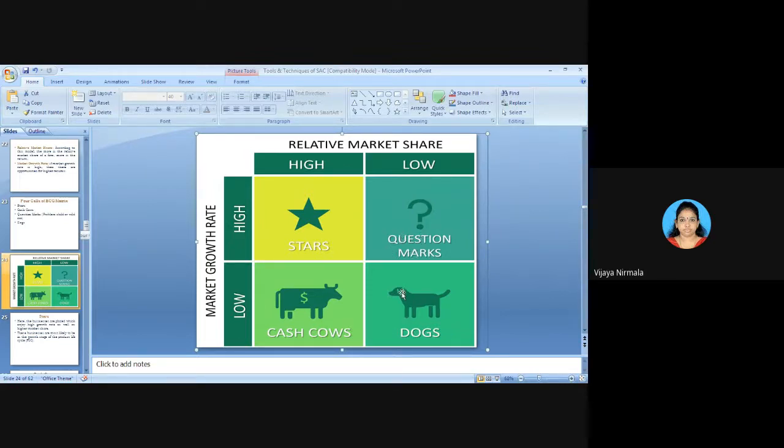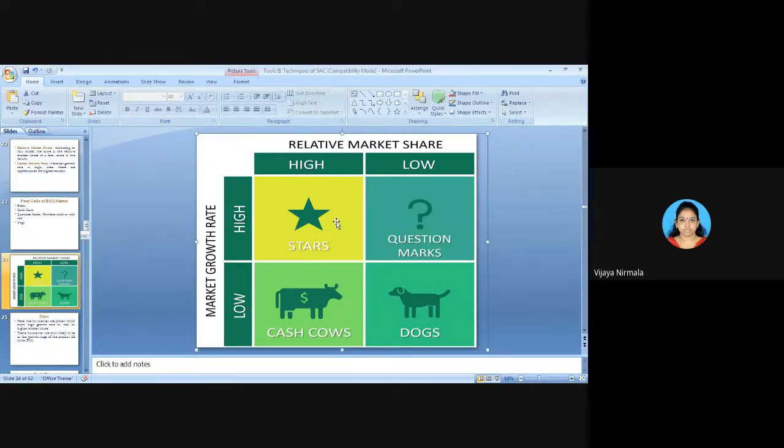And the last one, market growth rate as well as market share, both are low only. And this leads to dogs. Market growth rate and market share both are low. So this leads to dogs.